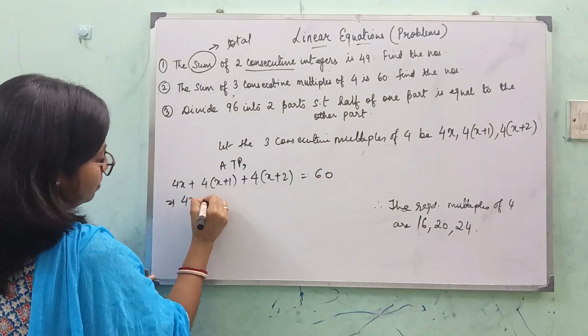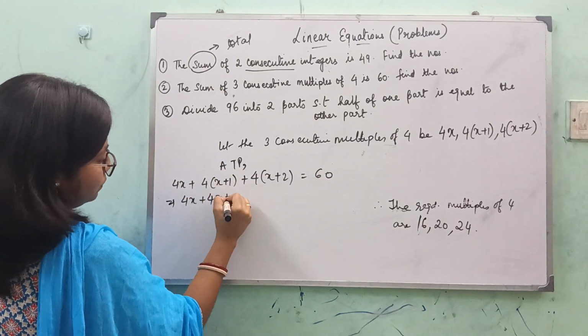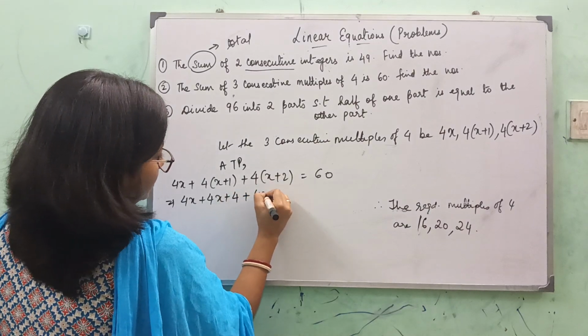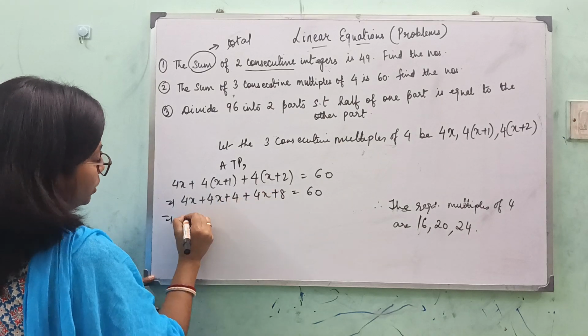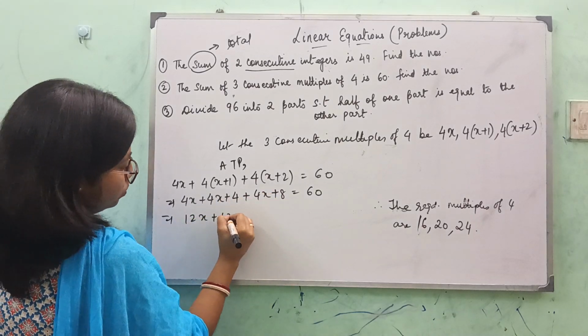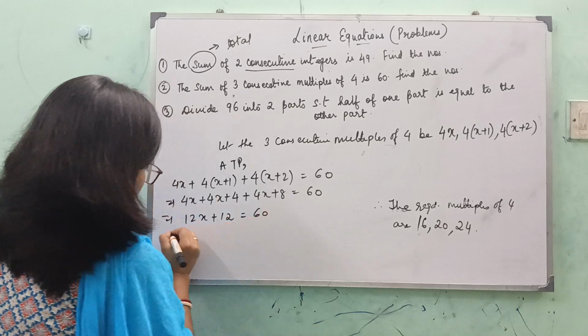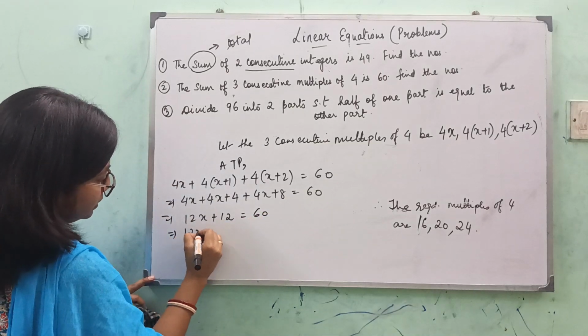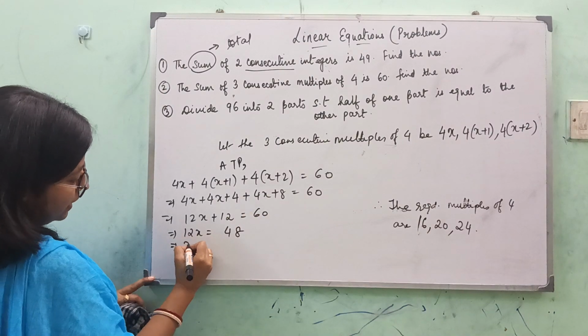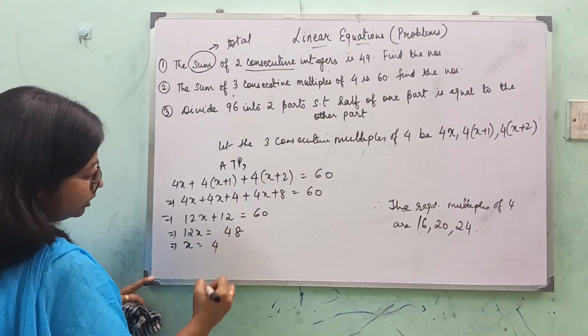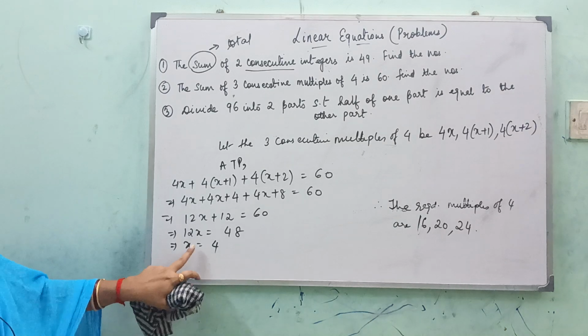So 4x plus 4 into x plus 1 is 4x plus 4, then 4x plus 8, equals 60. 4x plus 4x plus 4x is 12x plus 12 equals 60. So 12x equals 48. Taking 12 to that side, x is equal to 48 by 12, that is equal to 4. Okay, now I have got 4 here.